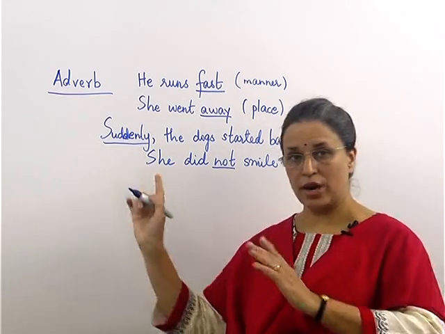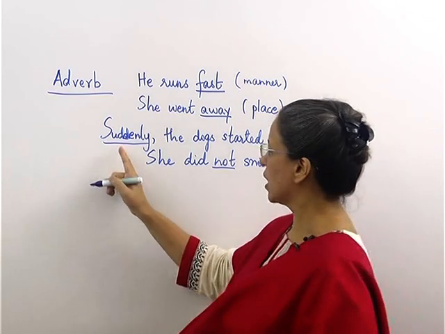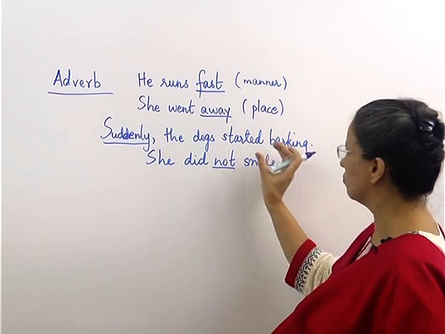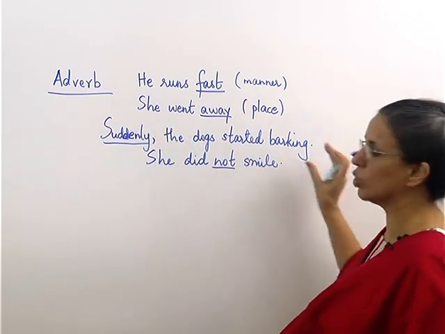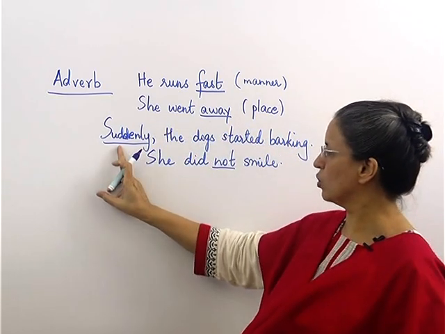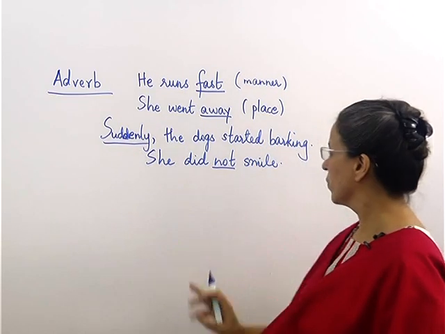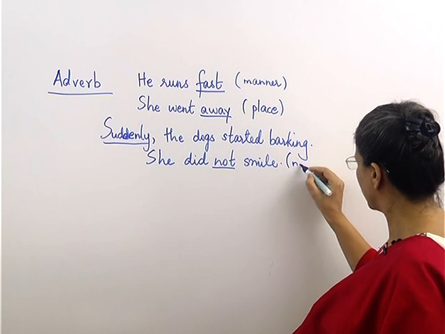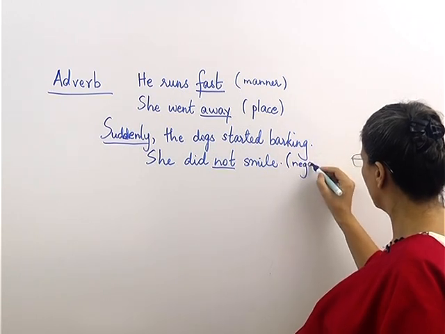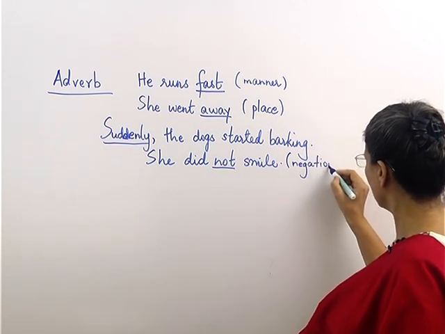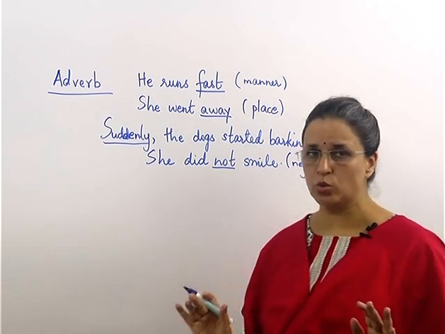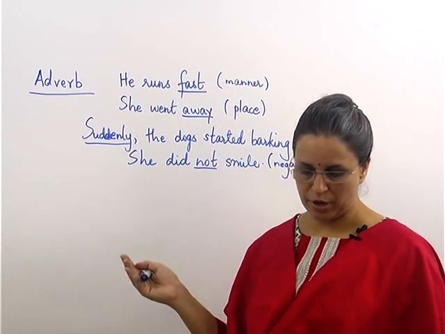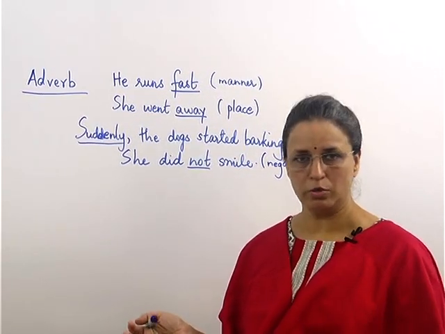Suddenly comes right in the beginning. So, this type is known as a sentence adverb. So, it is not for a particular verb or something. It is for the whole sentence. So, these type are known as sentence adverb. She did not smile. So, this shows us negative or negation to show you that she did not do the verb. There can be more types of adverbs. Let us see some extra examples not given in your book.